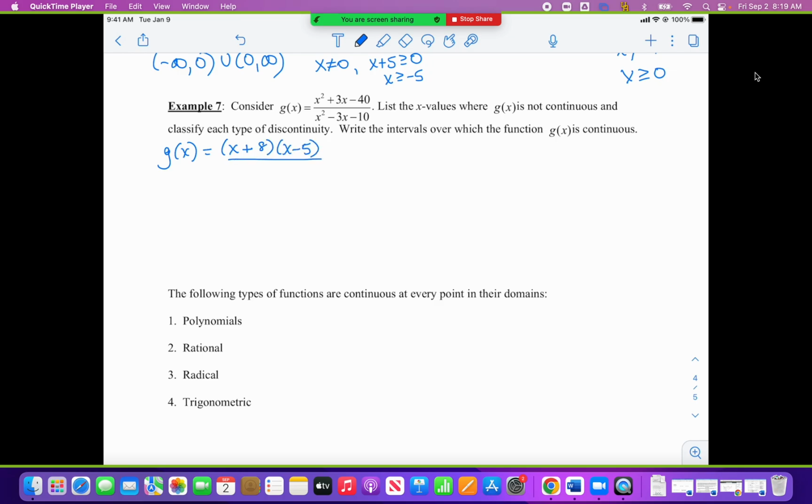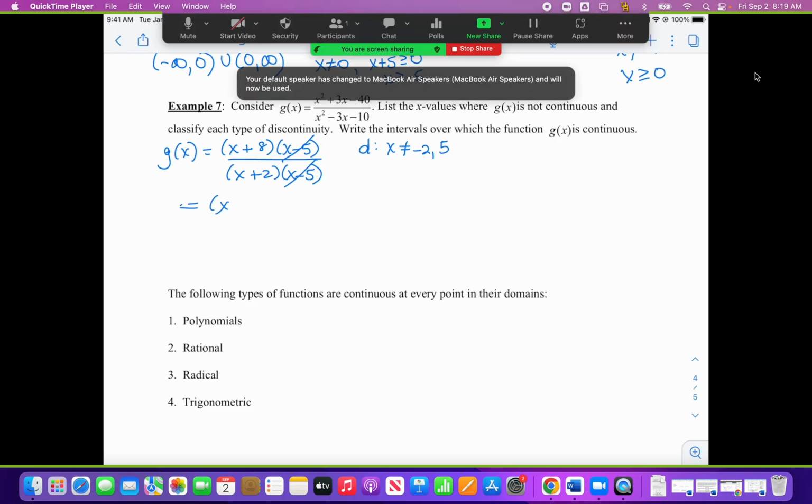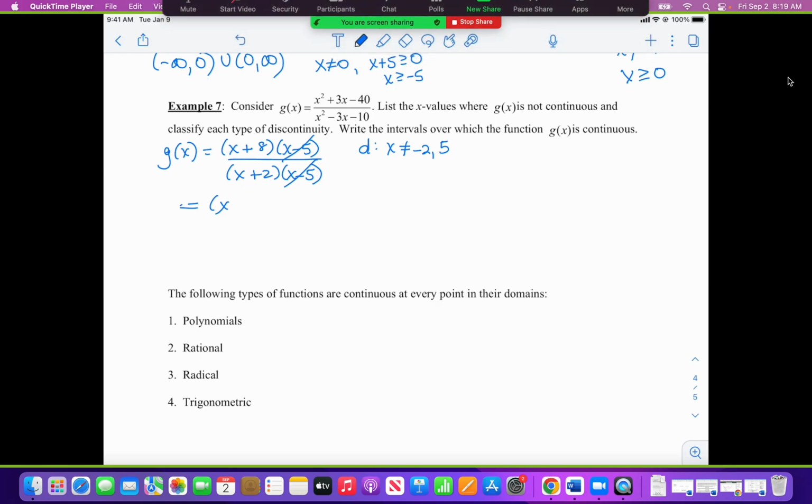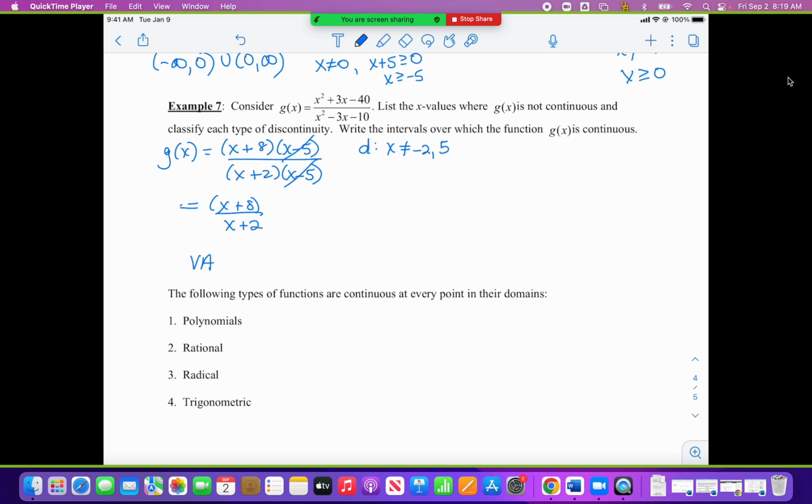All right, I'm going to start by factoring. When I first factor, I personally jot down domain. So now I can cancel. So I have a vertical asymptote at x equals negative.